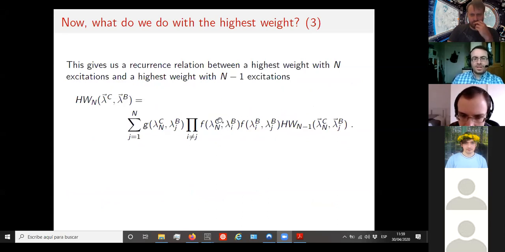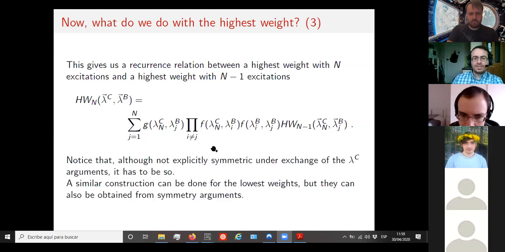The only issue you can see is that the symmetry of the lambda C's is not obvious from here, because lambda Cn is favored in some way. But the final answer should be symmetric under a change of these lambda C's also. And a similar one can be done for the lowest weight, but it's better to use symmetry arguments to get them, because you have to compute only one of them.